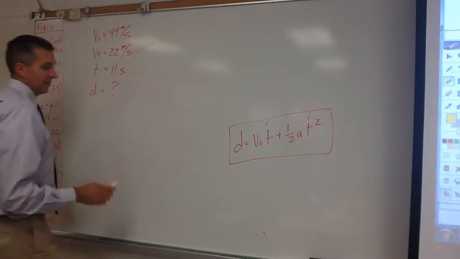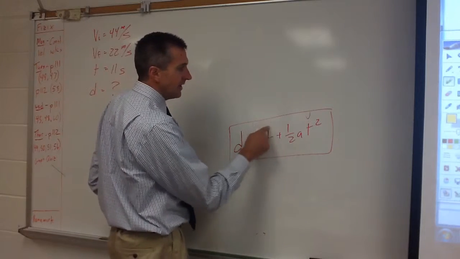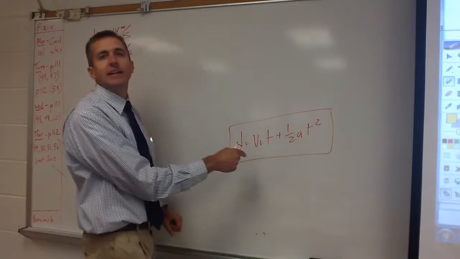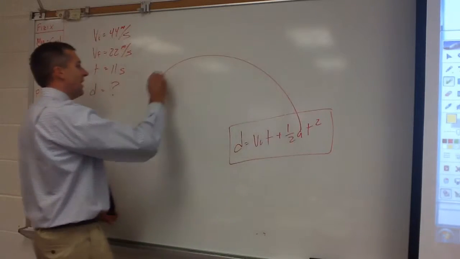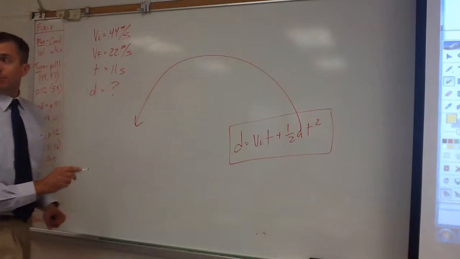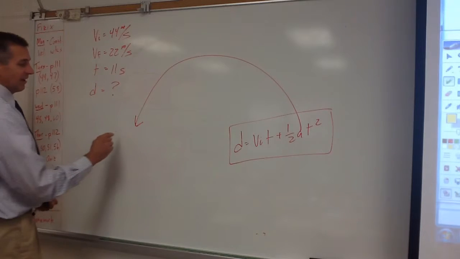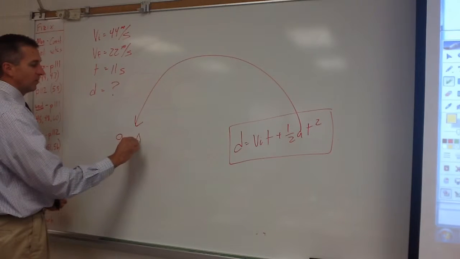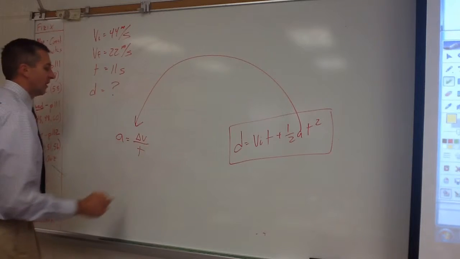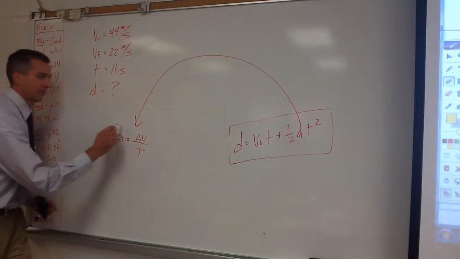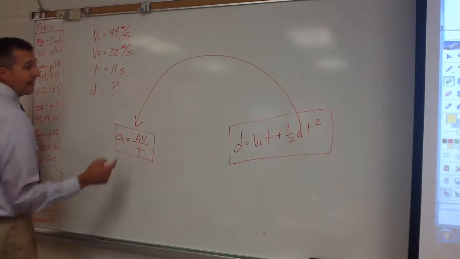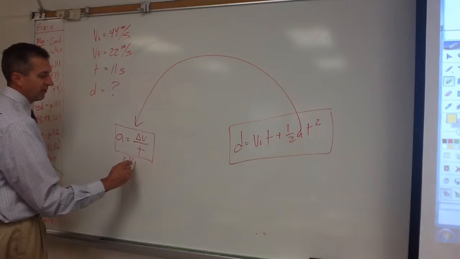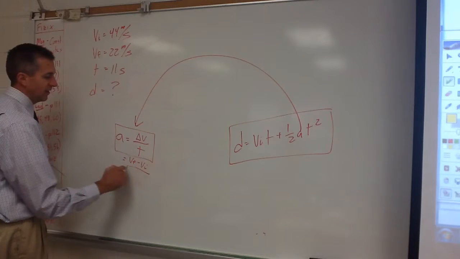The first thing I'm going to do is realize that I definitely want to use this equation in the end. But I don't have the acceleration, so I have to do what's called a little side problem to get the acceleration. And I'm going to go back to the old concept of acceleration. Remember, this was also a reference table equation. Acceleration is change in velocity over time. And remember, that means final velocity minus initial velocity over time.